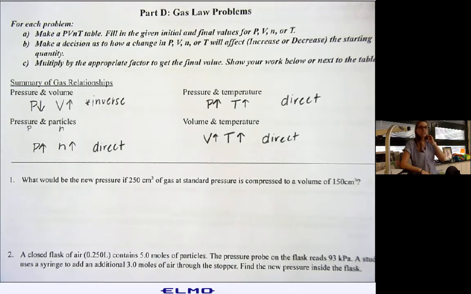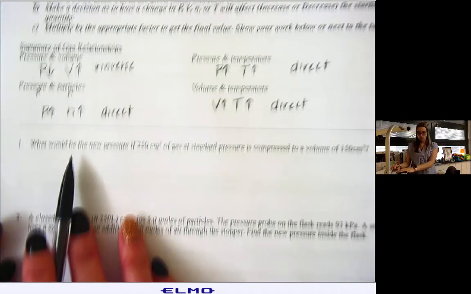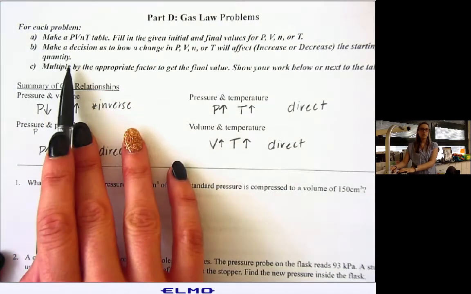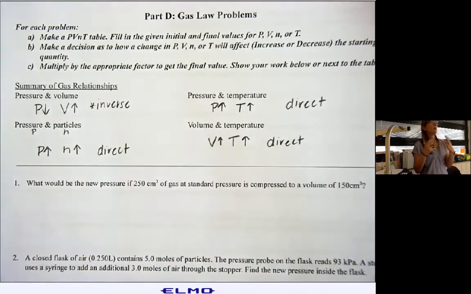So we're going to set up what's called a PVnT table. We're going to fill in all of our information. What's the initial information they give us? What's the final information that they give us? So we're going to start by looking at number 1. We're going to go through these 3 steps. We're going to solve a few of these problems together, and I am going to have you try some on your own. So we're going to look at number 1.